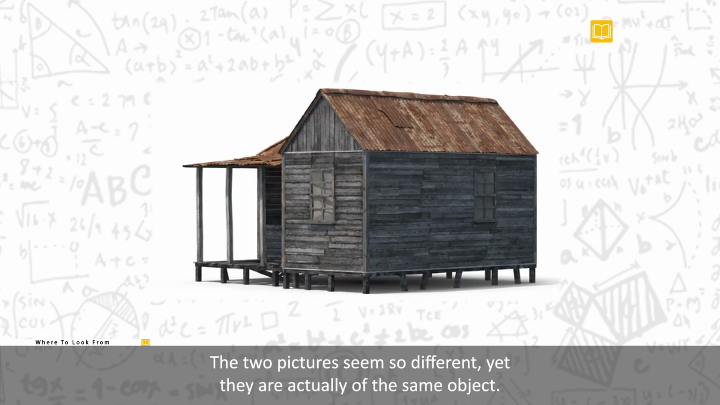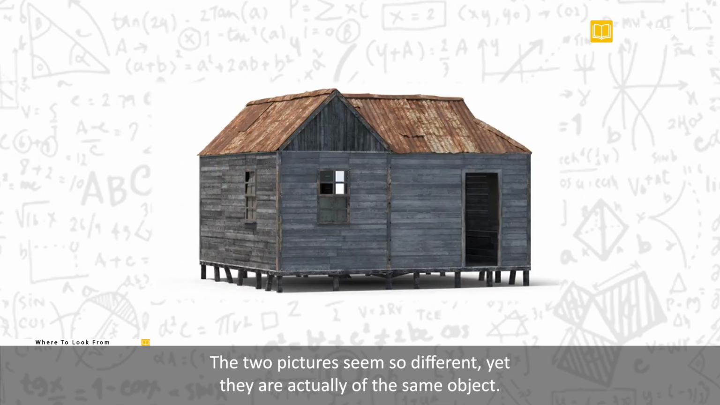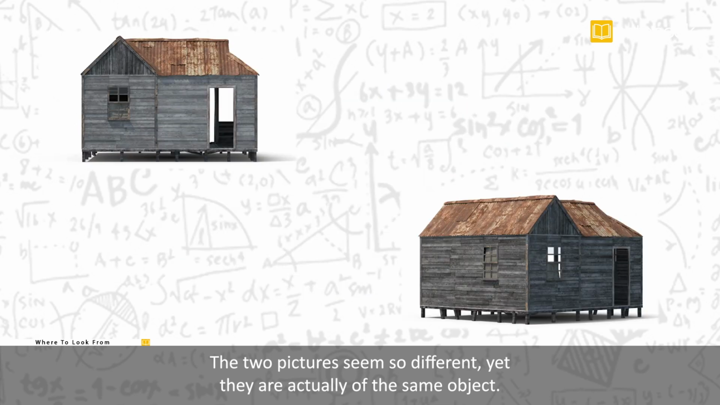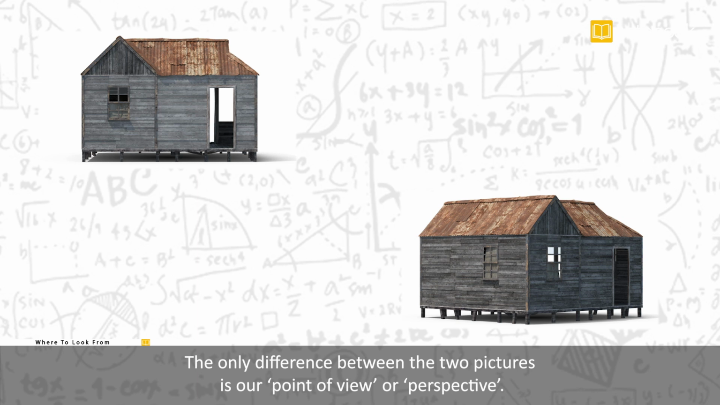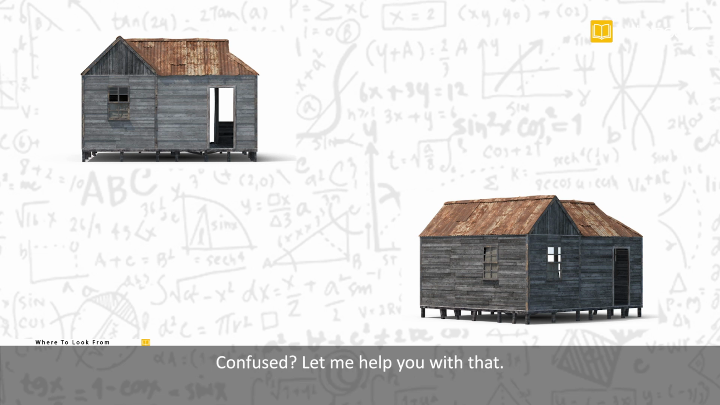The two pictures seem so different, yet they are actually of the same object. The only difference between the two pictures is our point of view or perspective. The two pictures of the same object seem so different when viewed from different points. Confused? Let me help you with that.